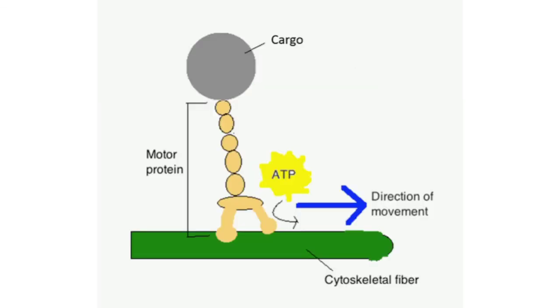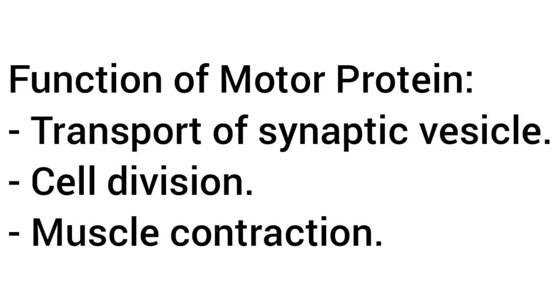All 3 proteins have a head and a tail. The head contains ATPase enzyme which breaks the ATP and produces energy which helps in motor functions of the cell, and the tail contains a cargo, that is a substance which has to be transported. Common functions of these proteins are transport of synaptic vesicles from the cell body to the synaptic terminal, cell division by spindle formation, and also muscle contraction. That's about cell physiology. Thank you.